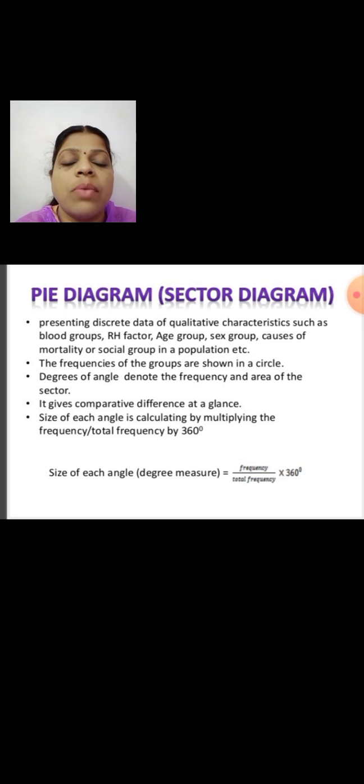Pie diagram means presenting the discrete data of qualitative characteristics such as blood group, RH factor, age group, sex group, causes of mortality, or social group in a population. So children, we have discussed the different types of data, and here the pie diagram is used to present the discrete data.